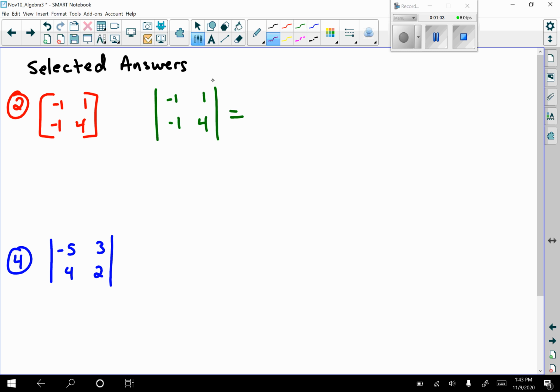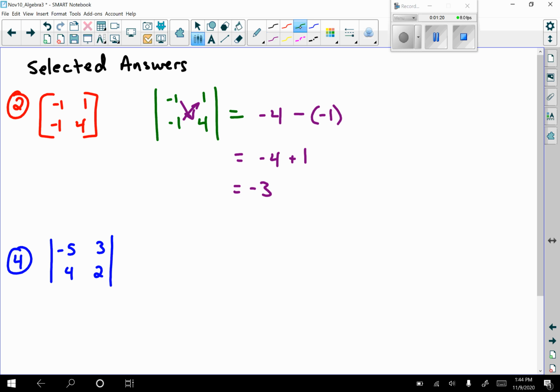So again, we're going to multiply downward diagonally, where that's going to give us a negative 4, and then we always subtract, and then we're going to multiply upward diagonally, so that's going to give us a negative 1. So be careful with your negatives. So now this becomes a negative 4 plus 1, which is a negative 3.